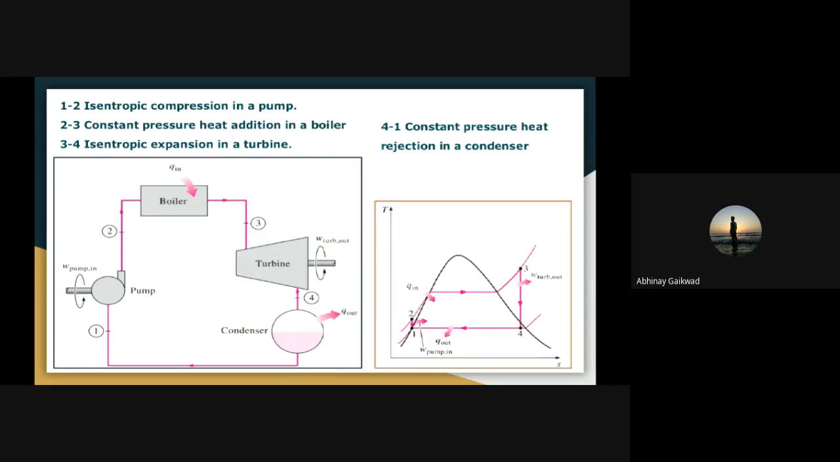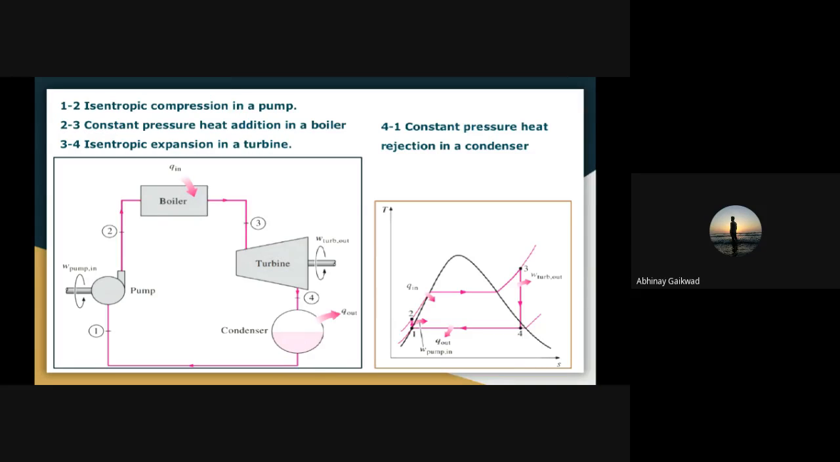So the difference between these two processes, that means the area enclosed by this cycle curve, is the net work produced during the cycle. Q in and Q out, as well as you can consider the WP and WT also. So by considering the area under this curve, you can easily calculate the net work produced. So this is about the Rankine cycle.